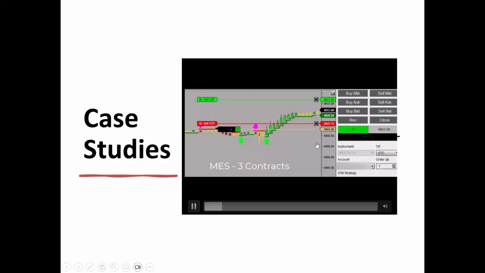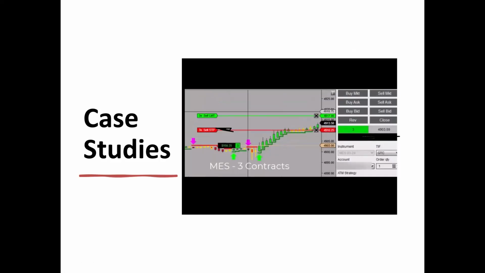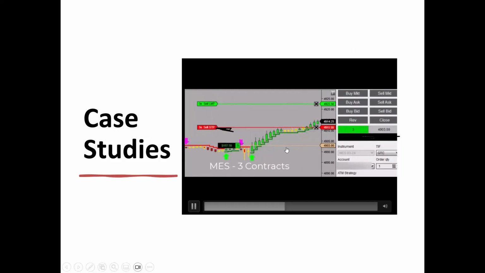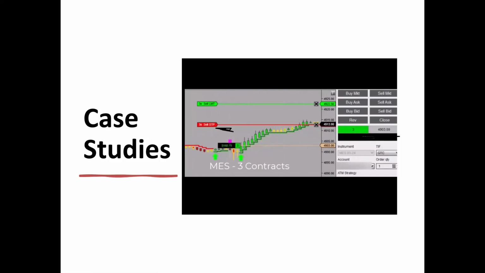All right, so here's an example of our Trendicator charts where we had a consolidation and broke above that consolidation. And here we're just adjusting our trailing stop on this trade. All right, so that's the automated trailing stops.